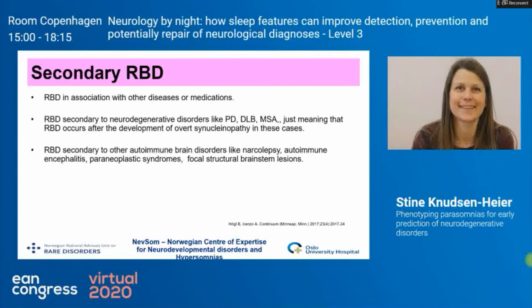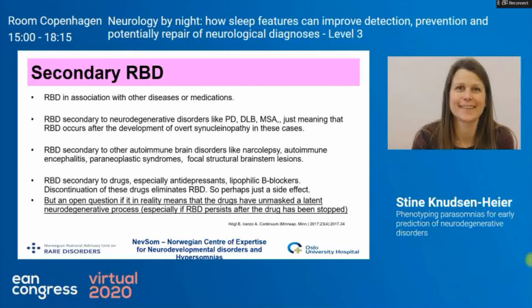Now moving on to the secondary RBD. This means that RBD comes either after other disease manifestations or after medication or drugs. So in the synucleinopathies, it means that the other symptoms have started before RBD. RBD can also be secondary to other autoimmune brain disorders like narcolepsy, and I'll talk a little more about that later, but also other diseases like autoimmune encephalitis, paraneoplastic syndromes, and also brainstem lesions.